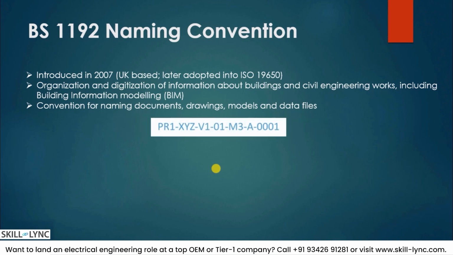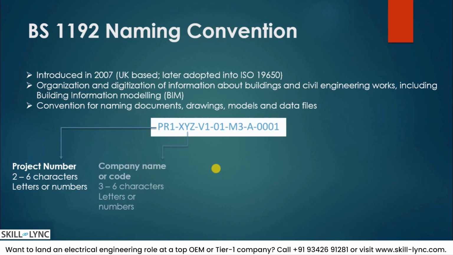The first one, starting from the left, is the project number. Typically it can be 2 to 6 characters in length, comprising letters or numbers. Based on the projects that you work on, you can give a unified nomenclature. PR1 internally can refer to project X that you are working on. It might be an individual project or a company based project. Next, XYZ, is the company name or code.